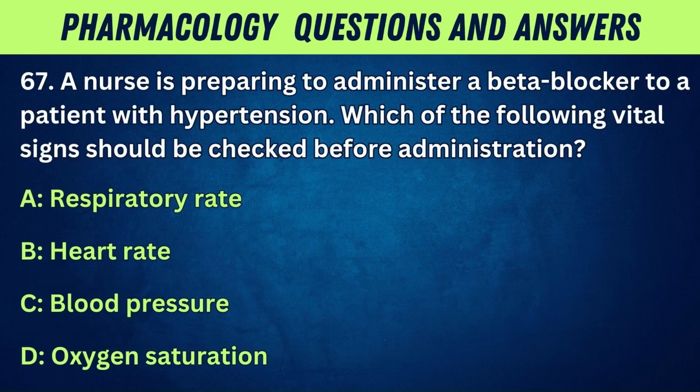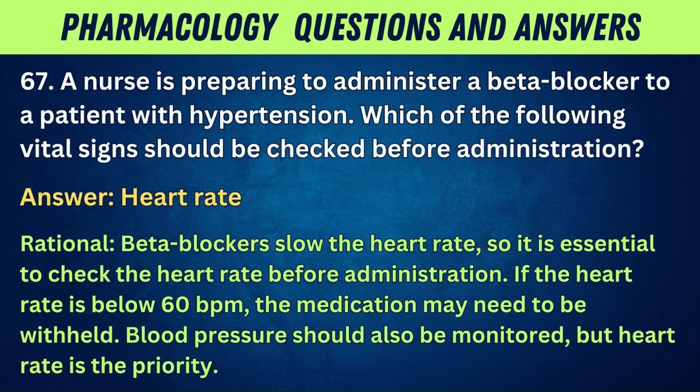67. A nurse is preparing to administer a beta blocker to a patient with hypertension. Which of the following vital signs should be checked before administration? A. Respiratory rate. B. Heart rate. C. Blood pressure. D. Oxygen saturation. Answer: Heart rate. Rationale: Beta blockers slow the heart rate, so it is essential to check the heart rate before administration. If the heart rate is below 60 bpm, the medication may need to be withheld. Blood pressure should also be monitored, but heart rate is the priority.